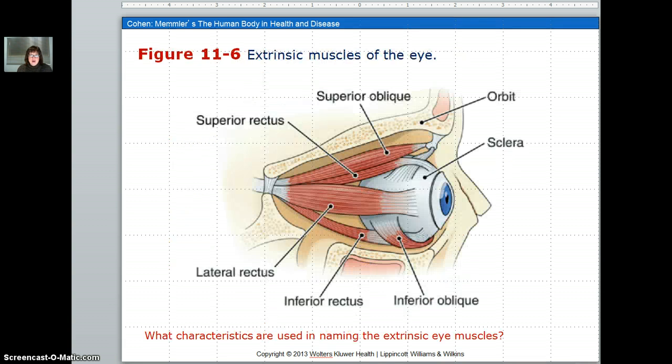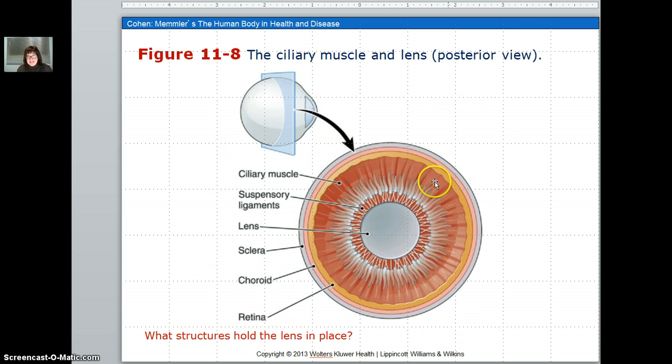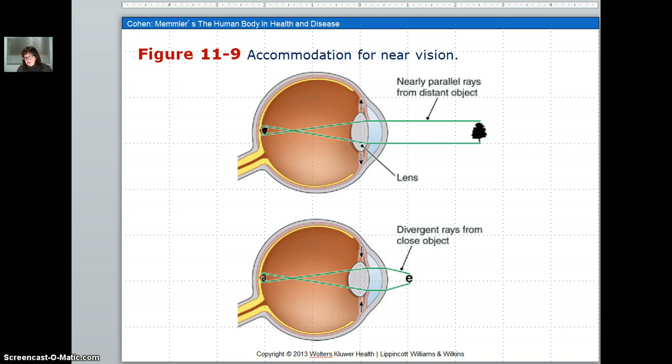Please focus on the fact that there are muscles. You don't need to know the name of the muscles extrinsically. Intrinsically, you need to know the iris and the ciliary muscles. And then we don't normally focus too much on diseases and conditions, but I want you to focus on nearsighted, farsighted, and astigmatism. Good. Let's look at the ear.